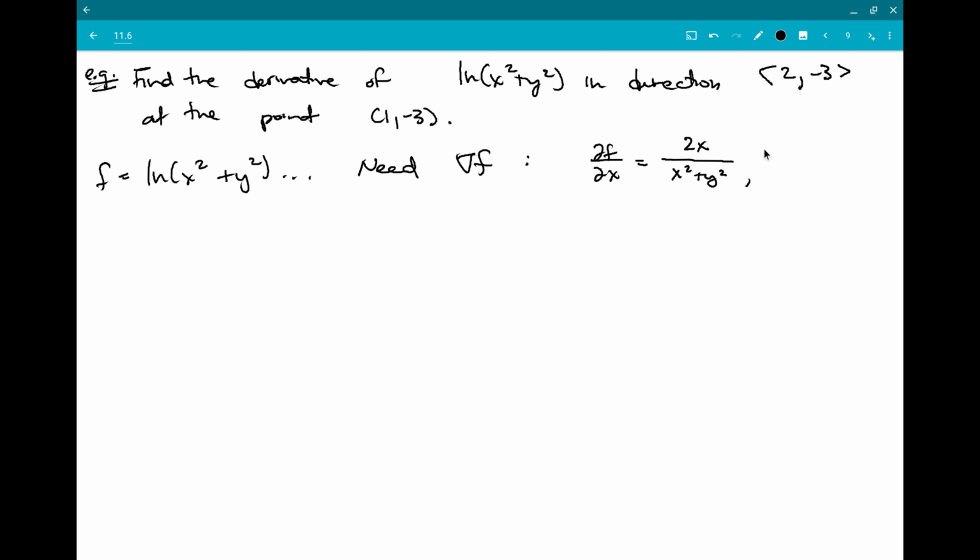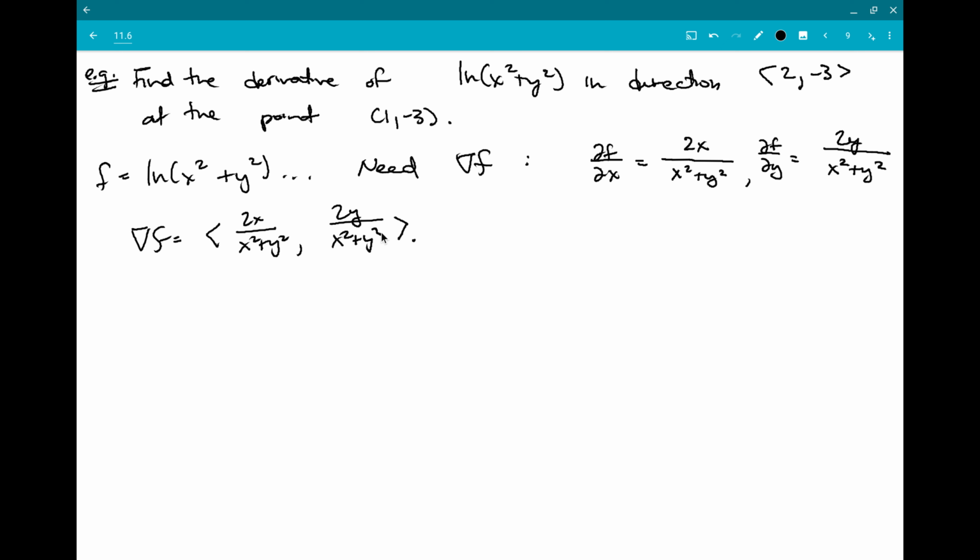I bet I can cram in df dy right there. Df dy is going to do the exact same thing, but with respect to y. And so my gradient vector is just given by 2x over x squared plus y squared, comma, 2y over x squared plus y squared. And then I know that I'm going to be calculating this at the point 1, minus 3.